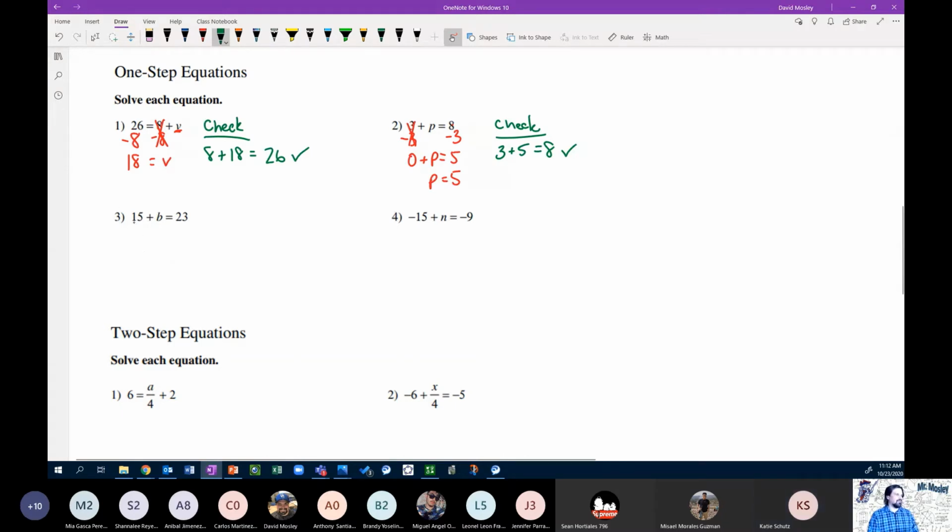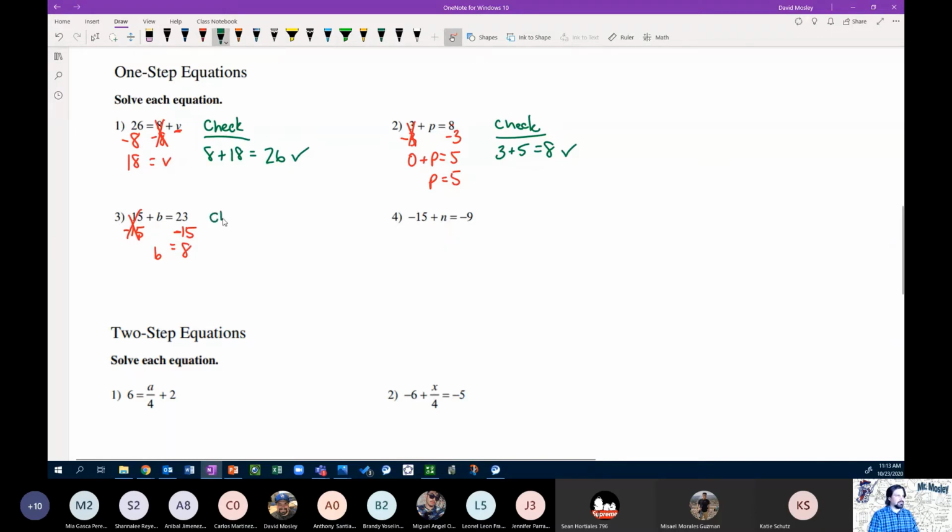Number 3. 15 plus b equals 23. Our first step, we have a positive 15 over here. I need to get rid of it by subtracting 15 on the left-hand side. Then I have to subtract 15 on the right-hand side. All right, what am I doing? See, I'm talking too much. I'm making mistakes. Sorry. All right, 15 minus 15 goes away. It's canceled. B equals 23 minus 15, 8.